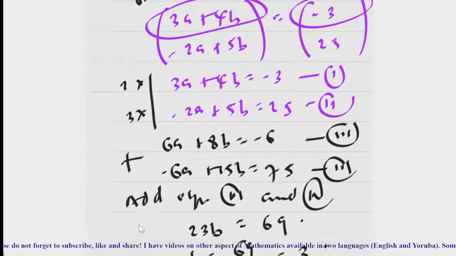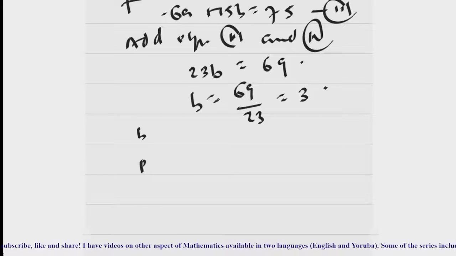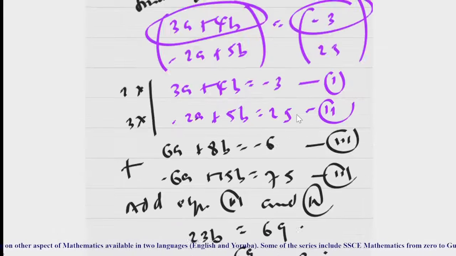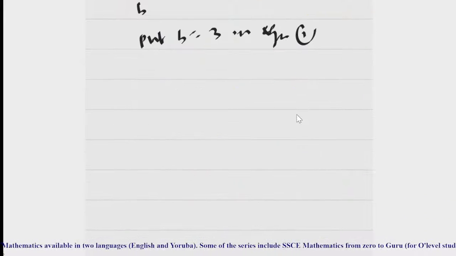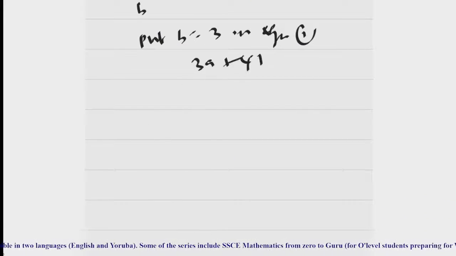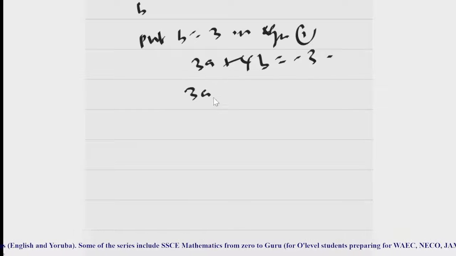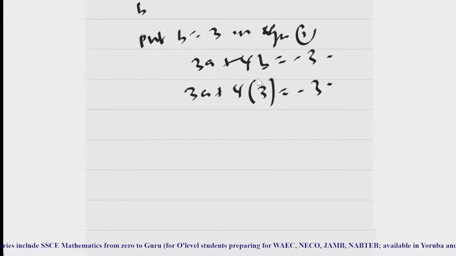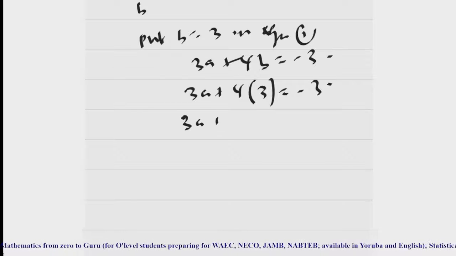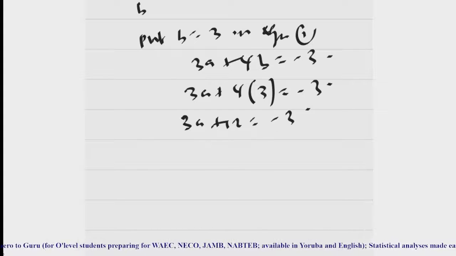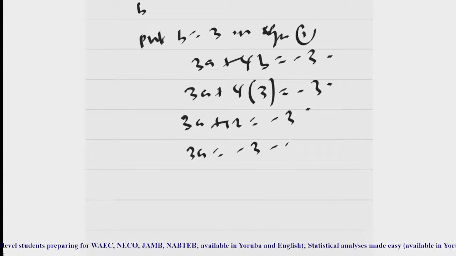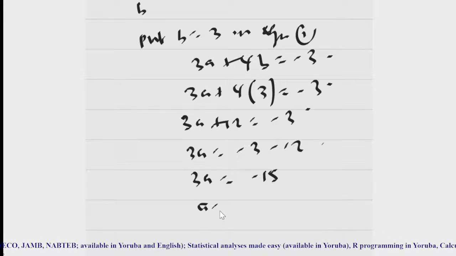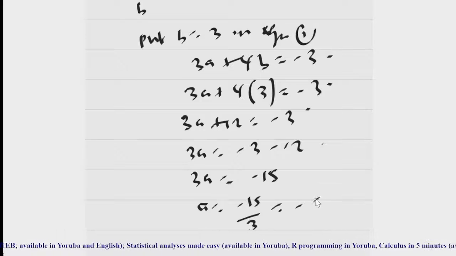So since you know that your b is equal to 3, you can just put b is equal to 3 in any of your equation, maybe equation 1. And you will know that our equation 1 is 3a plus 4b is equal to minus 3. Then I'm going to have 3a plus 4 into 3 is equal to minus 3. Wherever I see b, I put 3, then that's 3a plus 12 is equal to minus 3. 3a will now be minus 3 minus 12. 3a is equal to minus 15. Your a will now be minus 15 divided by 3, which is equal to minus 5.